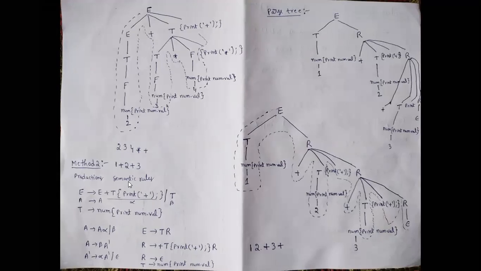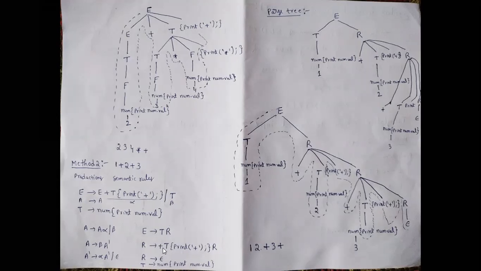What is the expression here? 1 plus 2 plus 3. So T produces num only. In this T we have only one production. So T produces num, print num dot value. So that is 1. Then we produce R. So R produces plus T, print plus, and R.